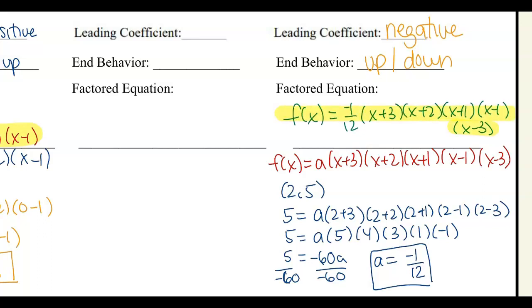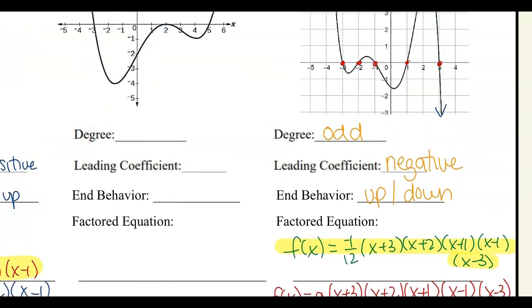I want to mention one thing before we flip the page. Remember how we said we had 5 answers, 5 x-intercepts? What's the degree for this? 5. There is 1, 2, 3, 4, 5. All of these are being multiplied, right? X plus 3 times x plus 2 all the way down to x minus 3. You're multiplying all of those. When that happens, to find your degree, you're just going to add all of these numbers. So for the 5 degree, we're going to have 5 x-intercepts.